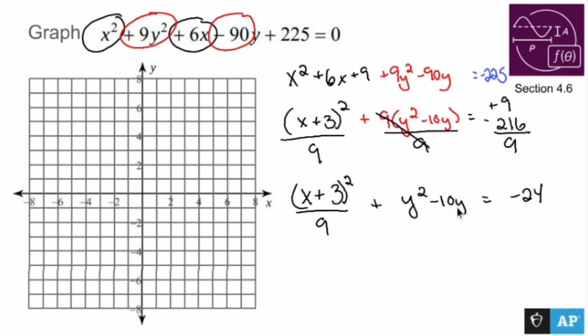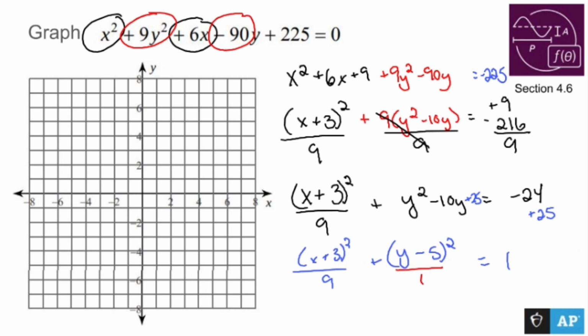Now I'm still going to complete this process, where I have to take half the number in front of y, so negative 5, square that, which is 25, and add 25 to both sides. What that gives us is (x plus 3) squared over 9. Now we can do perfect squares and make this (y minus 5) squared, and look, it equals 1, which is kind of what we needed. Now the last thing that I'm going to do is put this guy over 1.